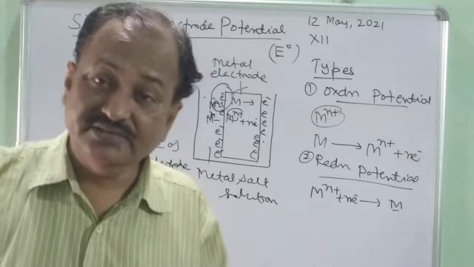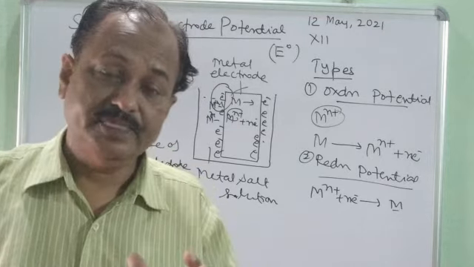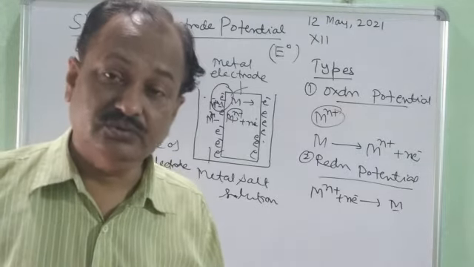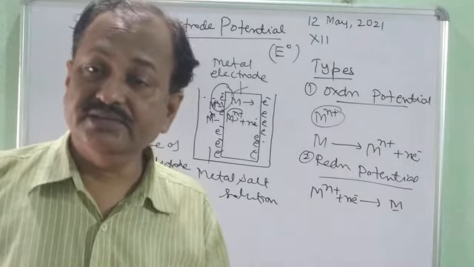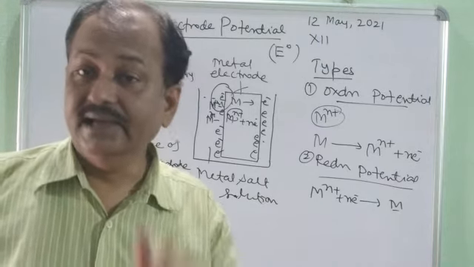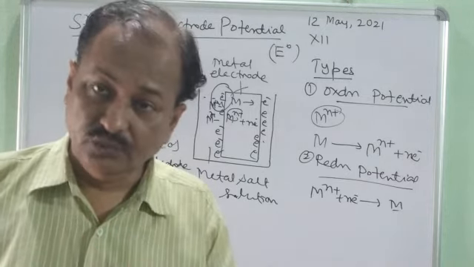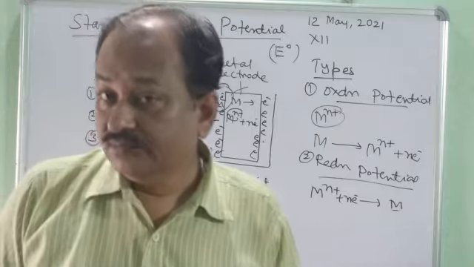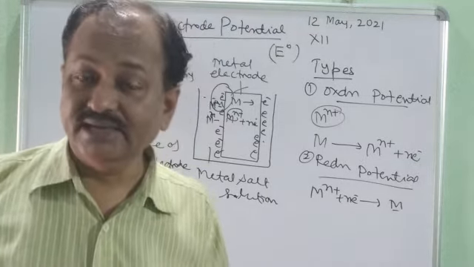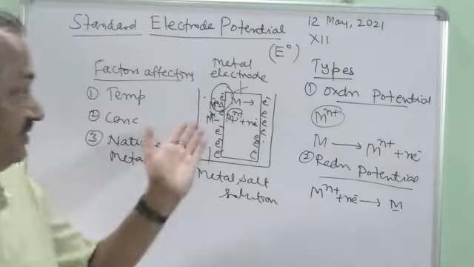And what are standard conditions? Children, standard conditions are certain norms. One is the use of a standard electrode, then the temperature, room temperature of 25 degrees Celsius or 298 Kelvin, and the molar concentration of the salt should be 1 molar. And the fourth point is the hydrogen gas pressure. The pressure of hydrogen gas is taken as 1 atmosphere.